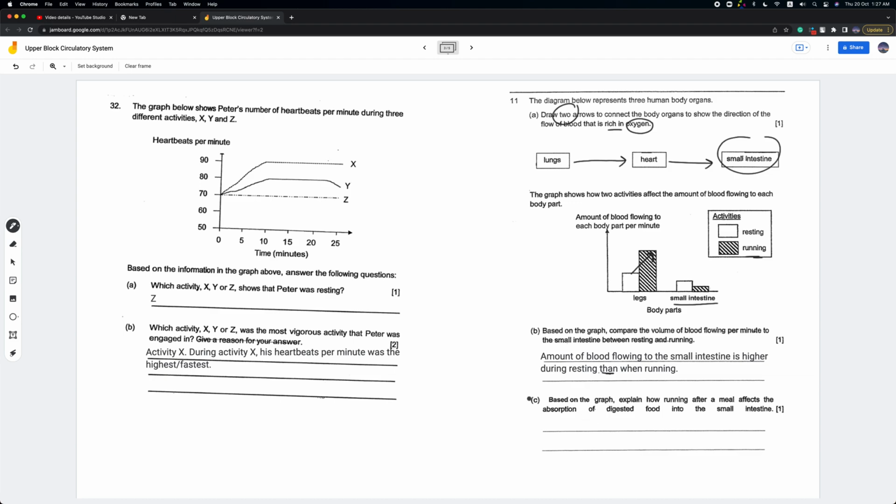Next, based on the graph, explain how running after a meal affects the absorption of digested food into the small intestine. So there's a direct answer here actually. We can say the... based on the graph, explain how running after a meal affects the absorption.